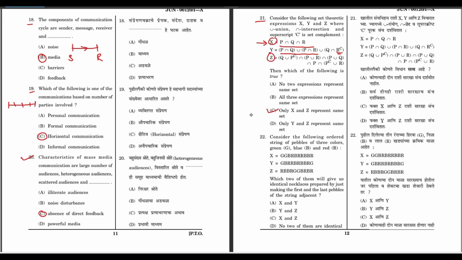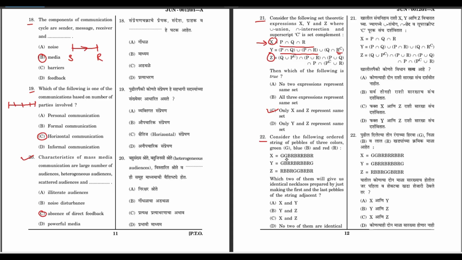both represent same set. Consider the following ordered string of pebbles of three colors green, blue and red: X, Y, Z. Which two of them will give us identical necklace prepared by just making the first and last pebble of the string adjacent? X and Y, Y and Z, X and Z, or no two of them are identical.